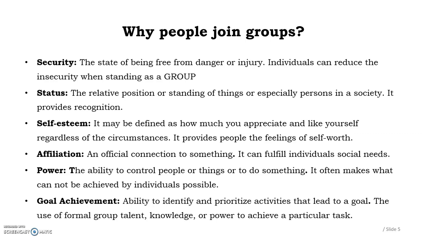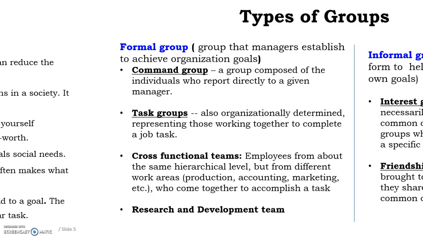Affiliation, an official connection to something, is called affiliation. It can fulfill individual social needs. Power, the ability to control people or things or to do something, is called power. It often makes possible what cannot be achieved by individuals. Goal achievement is the ability to identify and prioritize activities that lead to a goal. So that is why people are joining a group.